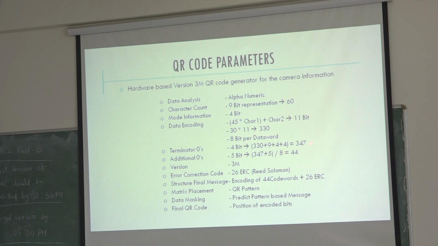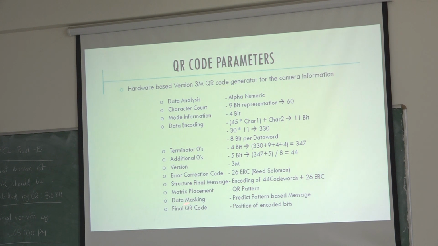Once I have these 347 bits, I have to divide by 8. If it is divisible by 8, it's okay. But if it is not divisible by 8, we have to add some more zeros. At last, the total count should be a multiple of 8. So if I add 5 more bits, I get 352, which is divisible by 8. So in total I get 44 different words. I need to check a QR code version which is suited to represent 44 data words.